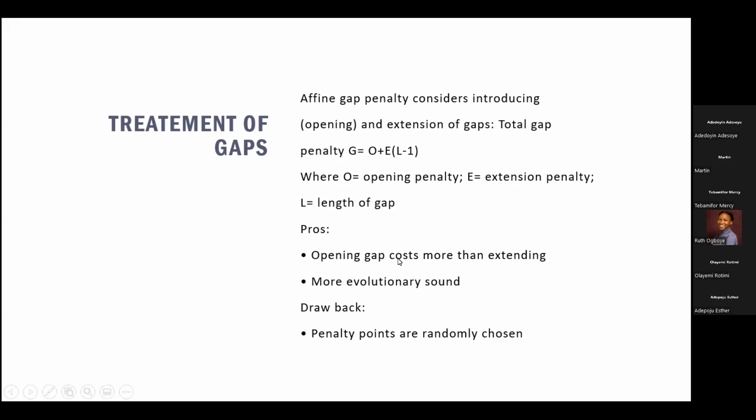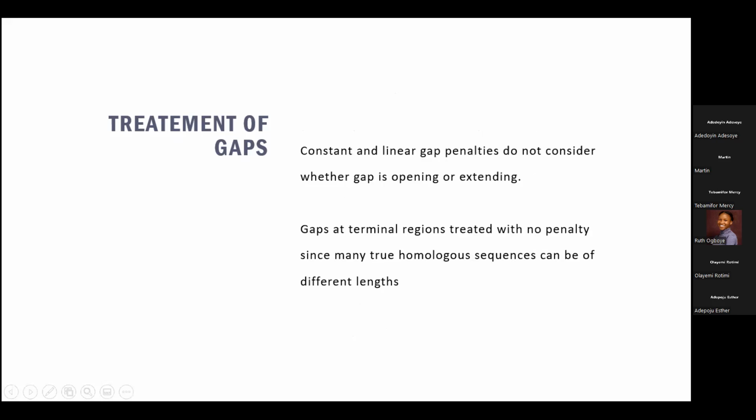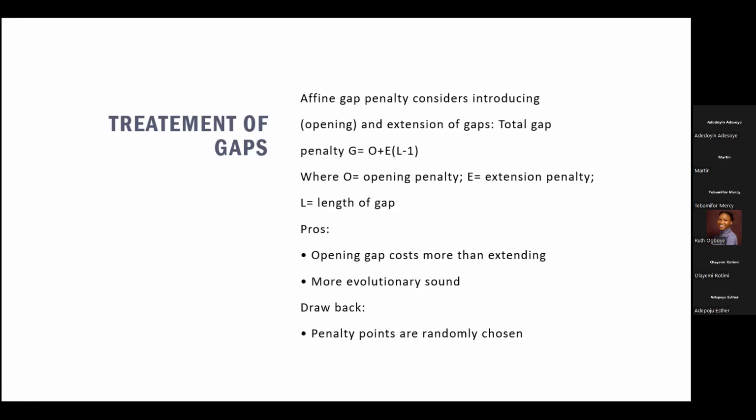And the affine gap penalty is the one where you can choose penalty points yourself. Usually for the constant and linear, penalty points are given, but for affine you are the one making the decision by yourself. So it can make it less accurate than the others. I don't know, have I been able to answer your question, Rotimi? Thank you.